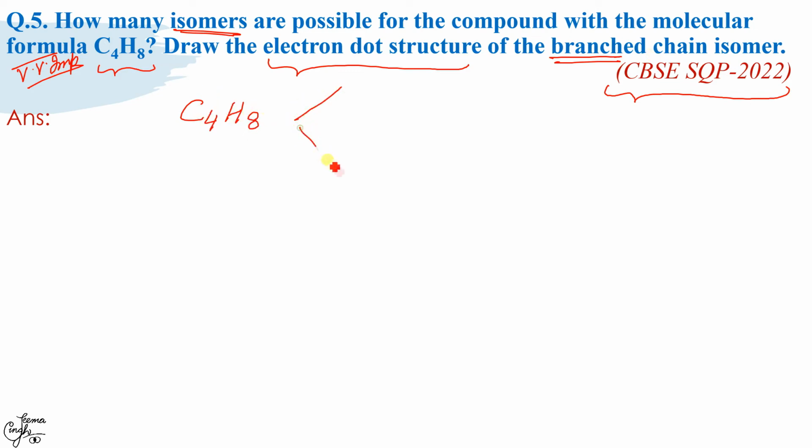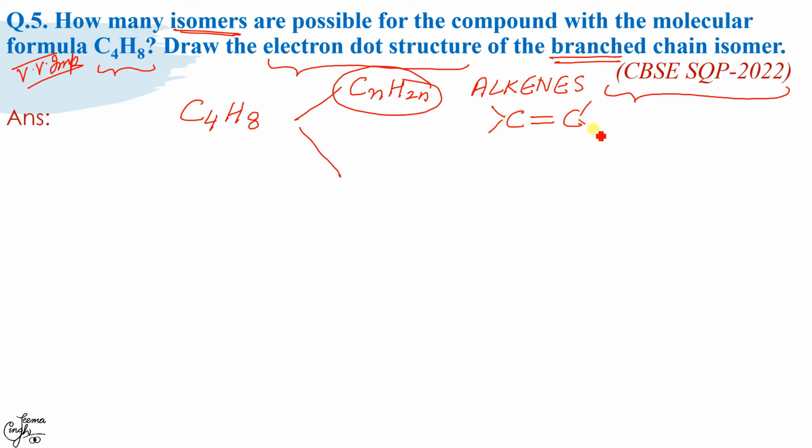I've told you C4H8. First find out which family it belongs to. It has the general formula CnH2n. Since it has the formula CnH2n, it belongs to alkenes. That's the first thing that comes to mind. And if it is an alkene, you have to have what? A carbon-carbon double bond. At least one carbon-carbon double bond has to be there when you draw the structure of C4H8.